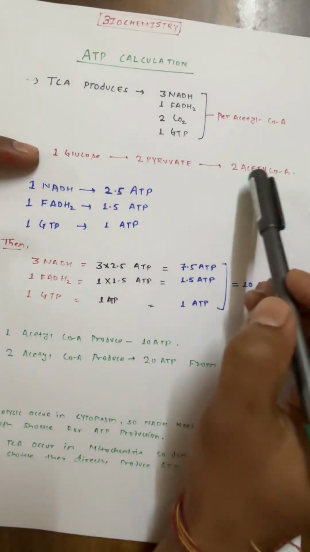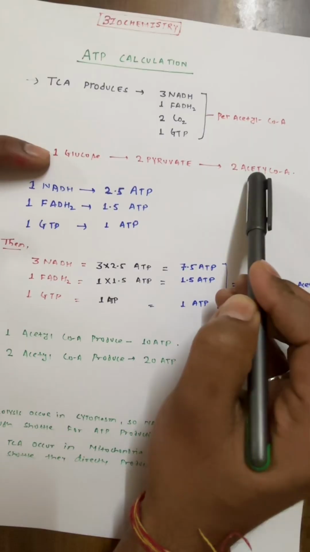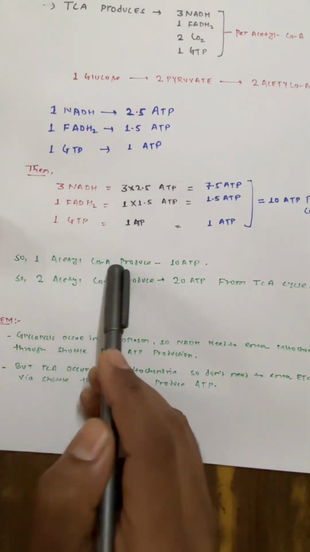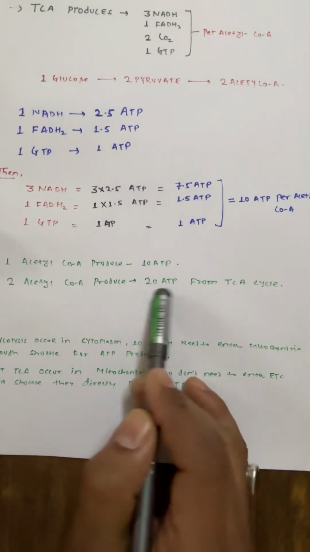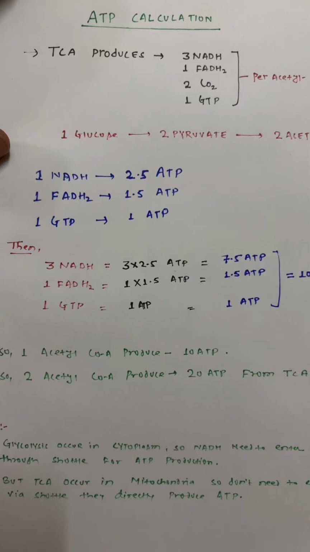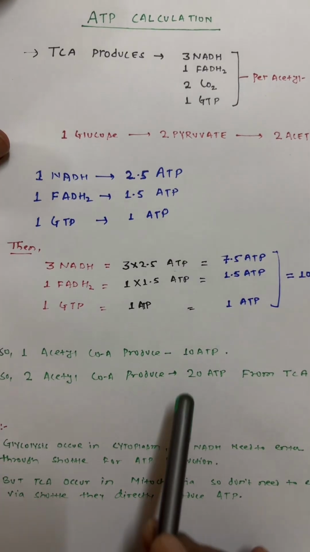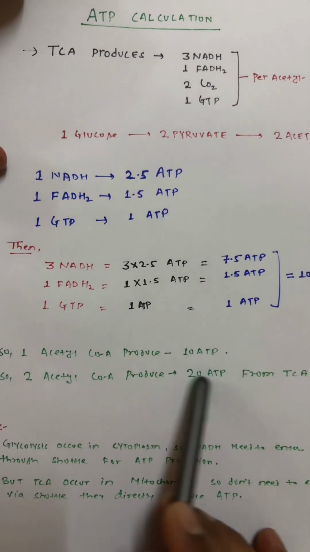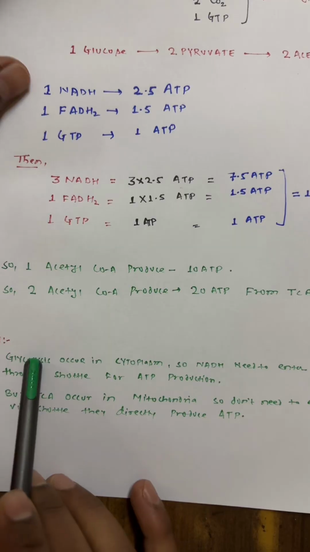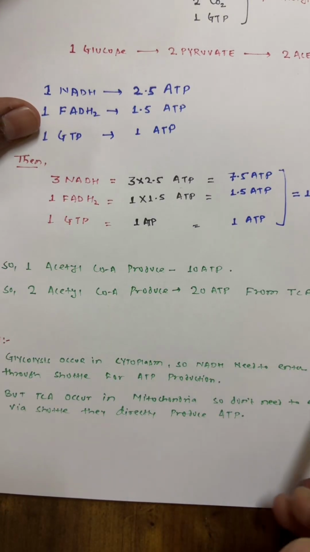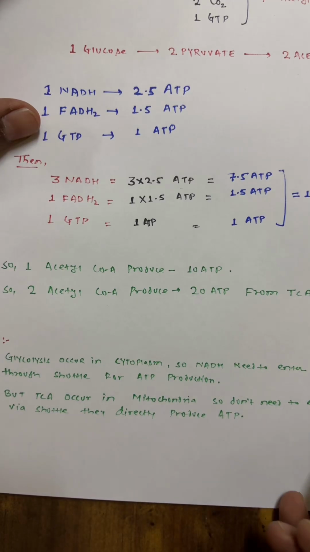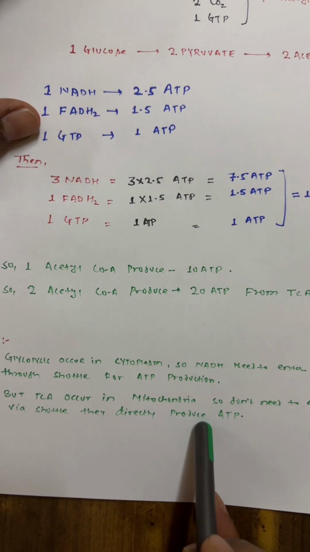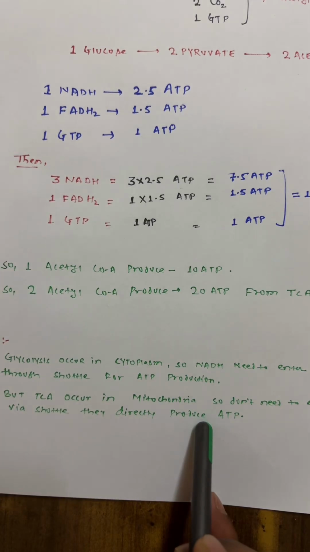But we all know that from 1 glucose we get 2 acetyl coenzyme A. So 1 acetyl coenzyme A produces 10 ATP, but 2 acetyl coenzyme A will produce 20 ATP from the TCA. I hope it is clear how 20 ATP is produced from the TCA cycle. Now remember that glycolysis occurs in the cytoplasm, that's why NADH needs to enter the mitochondria via the shuttle for ATP production. But the TCA cycle occurs in the mitochondria, so it doesn't need to enter via a shuttle, so it directly produces the ATP. So that's all about the Krebs cycle.